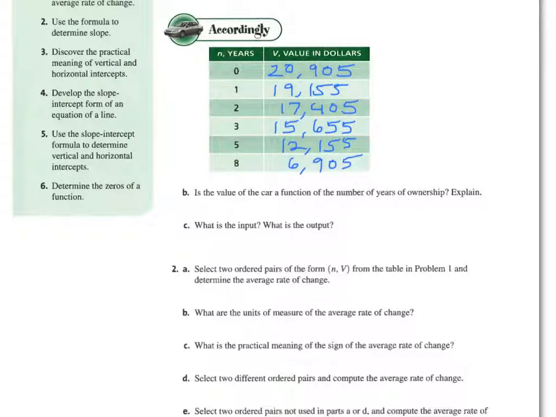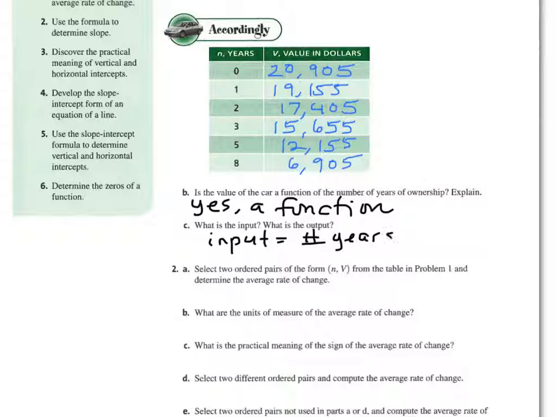So is the value of the car a function of the number of years owned? Okay, so we're looking at that table. For each input, there's only one output. So yes, this is a function. Each input corresponds to one output. What's the input? The input in this case would be number of years owned. That's our N. And the output would be the value after that number of years. So that's our V. And soon we'll be calling that V of X or V of N.